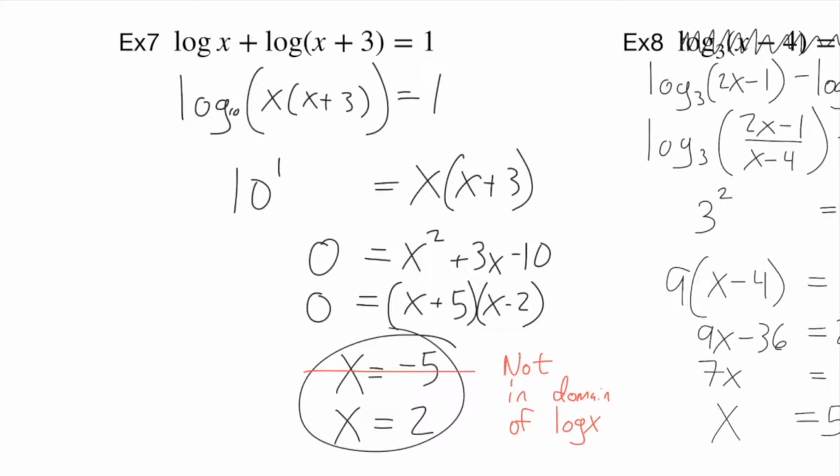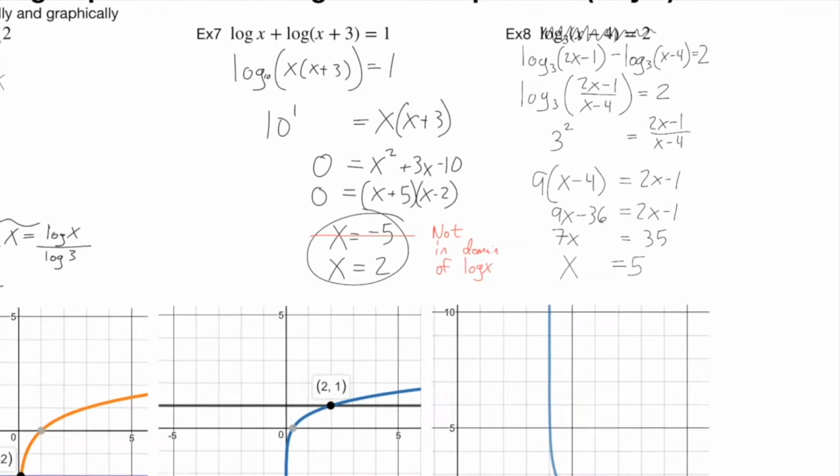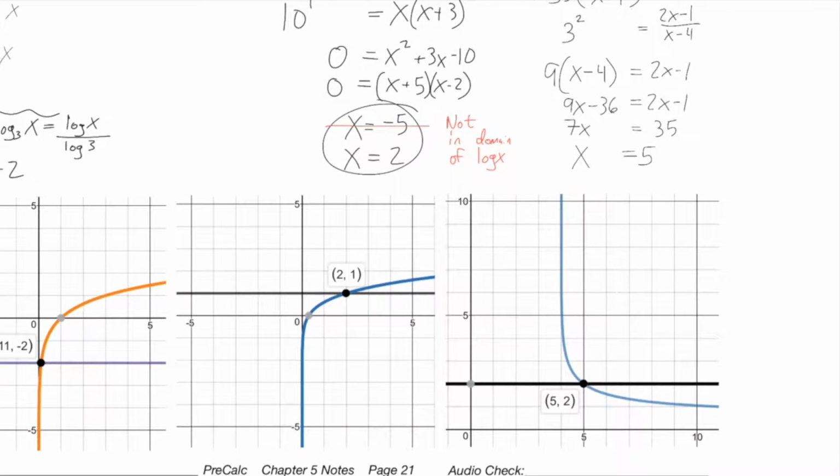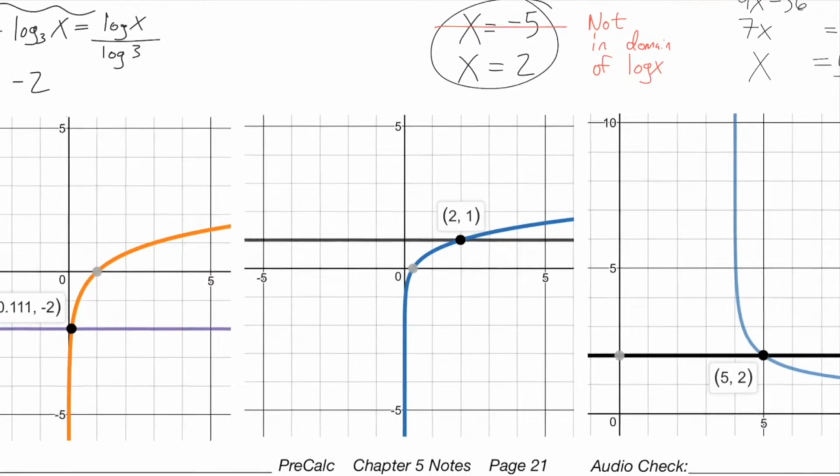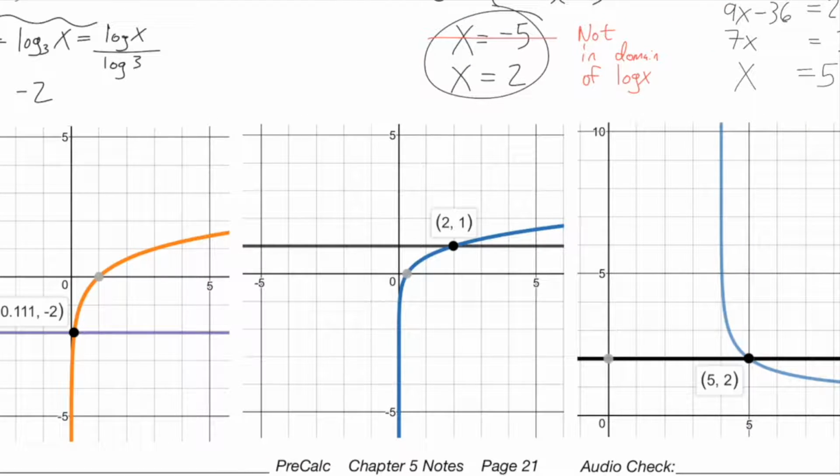If you tried to put negative 5 in here and in here, you would get negative numbers. And you can't do that. It's not in the domain of log of x to put in negative numbers. So you have to eliminate it. It satisfies this intermediate equation, but it doesn't satisfy the original. So then you can see that here, if you plot the left-hand side and the right-hand side and figure out where they intersect, it's here at 2, 1, and only at one place, not at two different places.